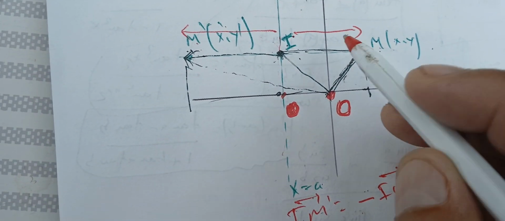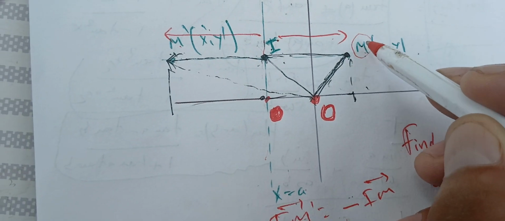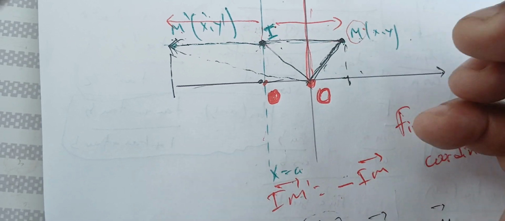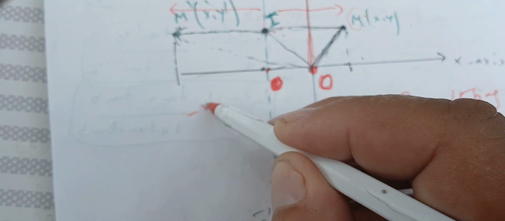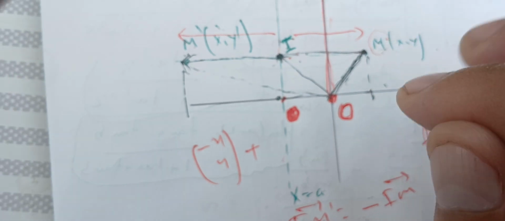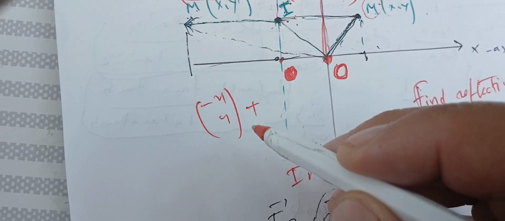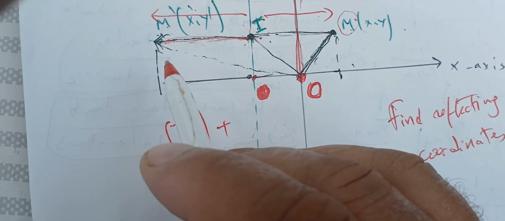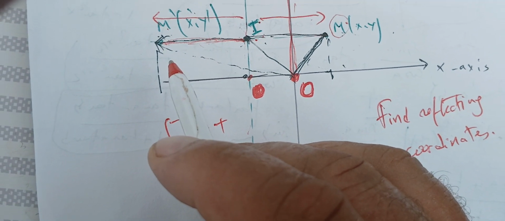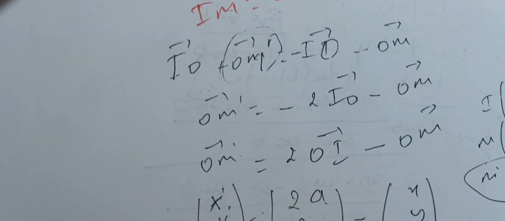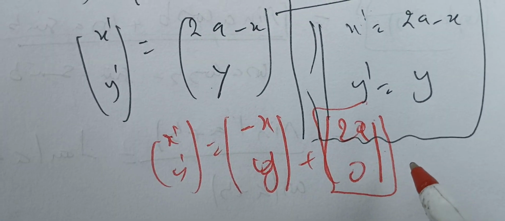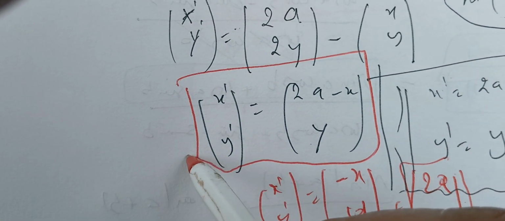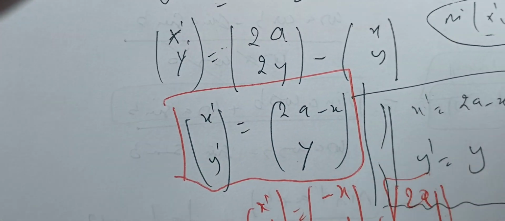So what we do is, if we find the image of M, we reflect it about the original y-axis here. So what do we get? We get minus x, y, and after that we translate that by 2a, 0, by this vector here. And that's how we obtain the expression for the reflection about this line. Thank you very much.